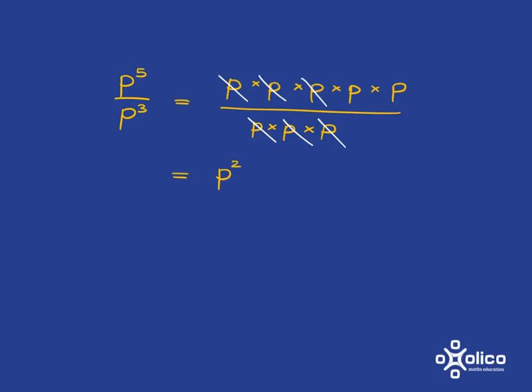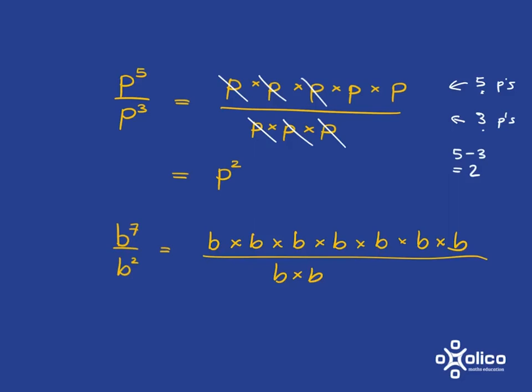Now notice here, because it's going to help us find a shortcut for doing this, you had at the top 5 p's multiplied together, and at the bottom you had 3 p's multiplied together. Well, can you see that the 3 of these p's are going to take out 3 of those 5 p's, and so what you are left with is 5 minus 3, which is 2 p's.